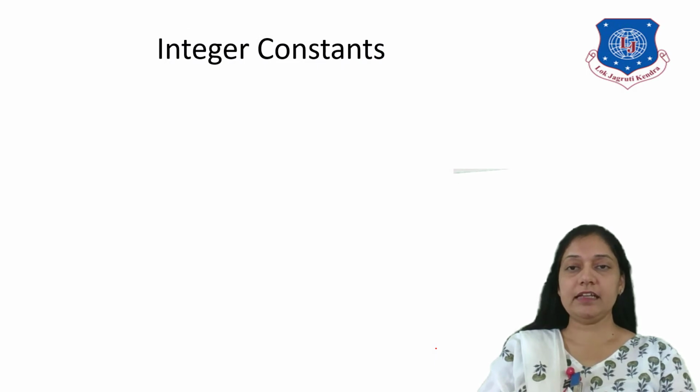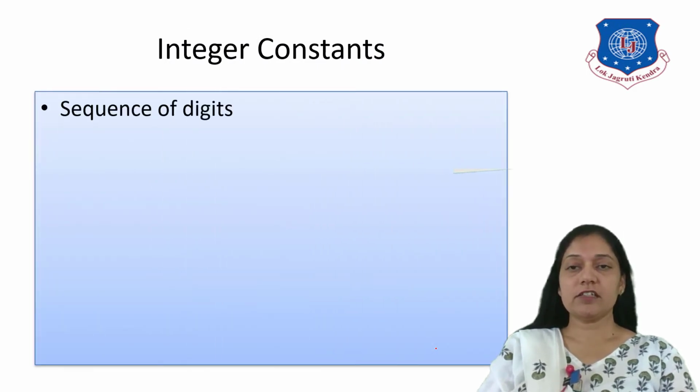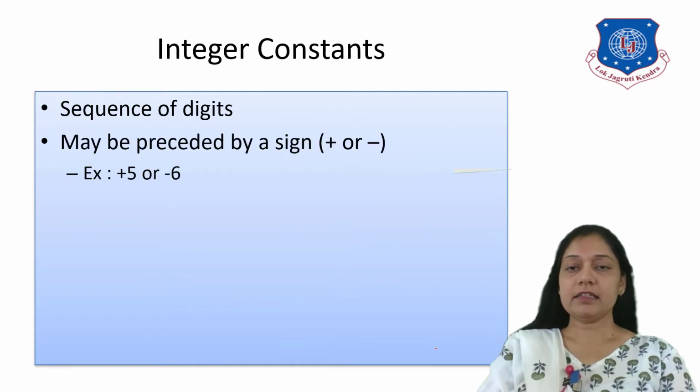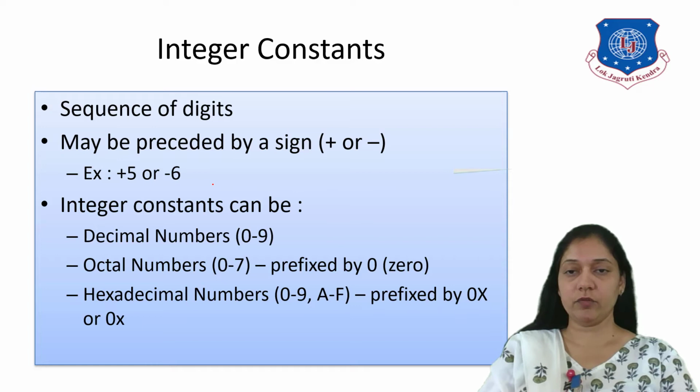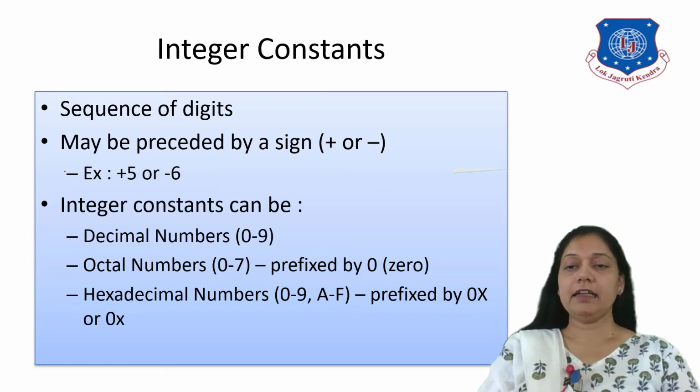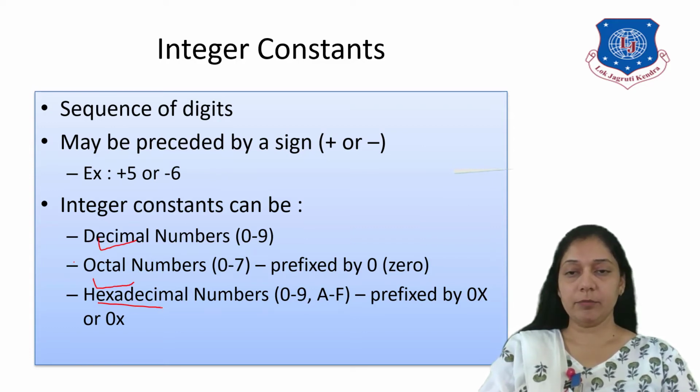The first one is integer constants. Integer constants consist of simple digits without a decimal point. An integer constant can be preceded with a plus or minus sign. For example, plus 5 or minus 6, where the sign before the digit defines whether it's a positive or a negative value. Integer constants can be of three basic types: either a decimal integer, an octal, or a hexadecimal number.